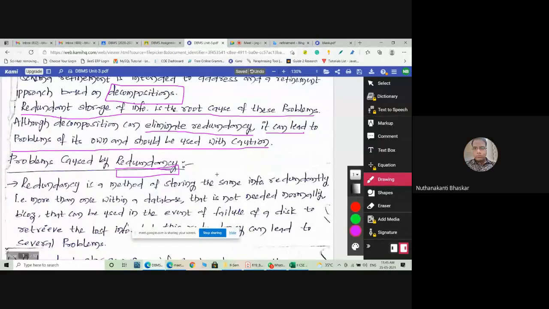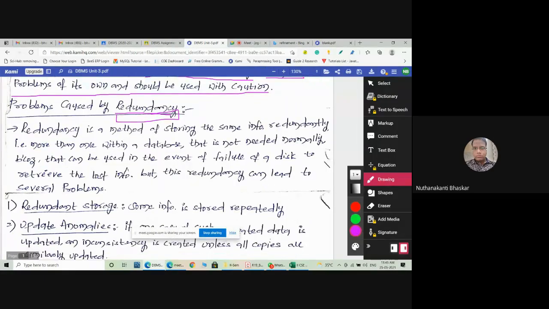Yeah. If you are not applying the schema refinement, nothing but decomposition, then what are the problems for redundancy? That we have to learn first. Why is this schema refinement required? Because to avoid the redundancy. Then what are the problems of redundancy? If you know the problems of redundancy, then we can understand the importance of schema refinement. So here, the problems caused by redundancy. What are the problems of this particular redundancy?